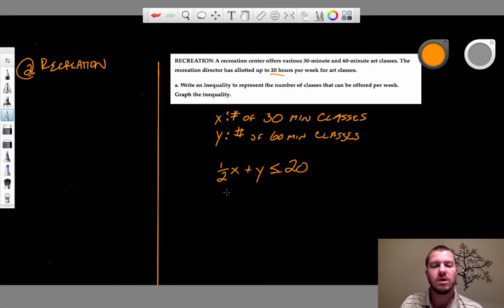So what I'm going to do is put this in slope-intercept form. So I'm going to subtract 1/2 x from both sides.